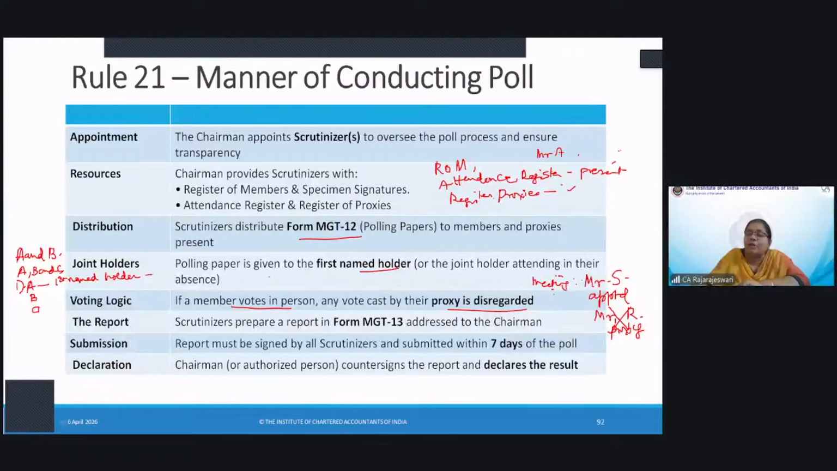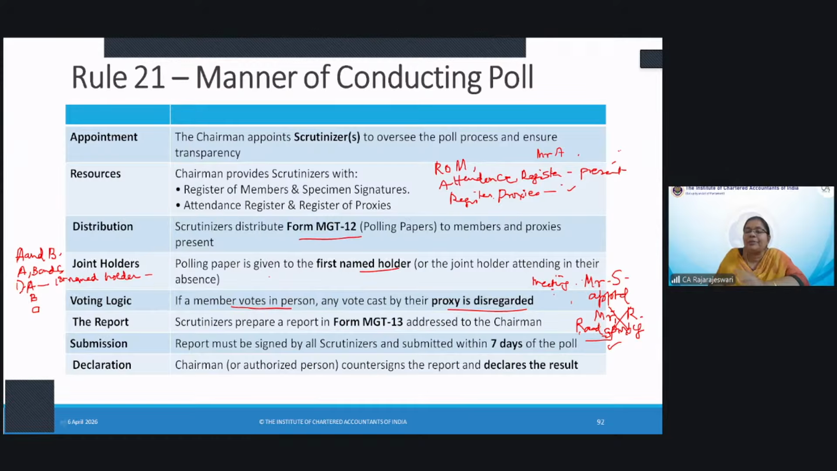So when both the proxy and the member have attended the meeting, in this case, both attend the meeting. In that case, if the member has cast his vote before the proxy, the proxy's vote is not considered. That is the meaning. If a member votes in person, any vote cast by their proxy is disregarded. You should not count that.